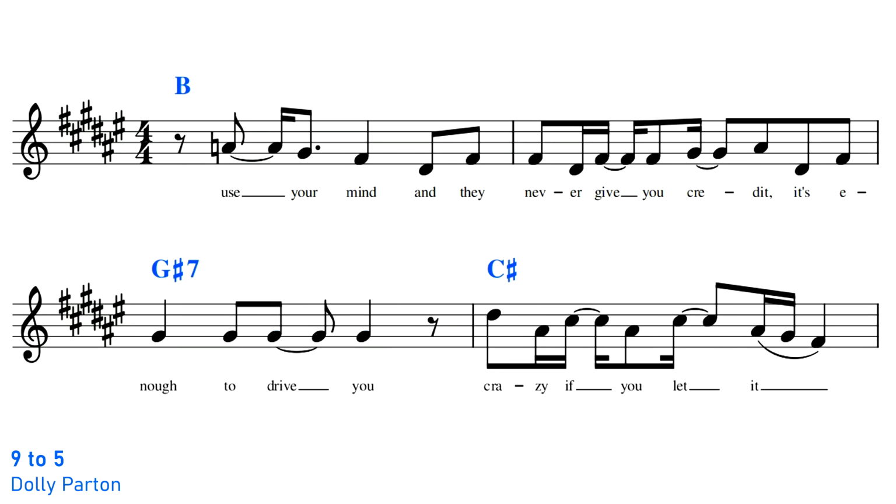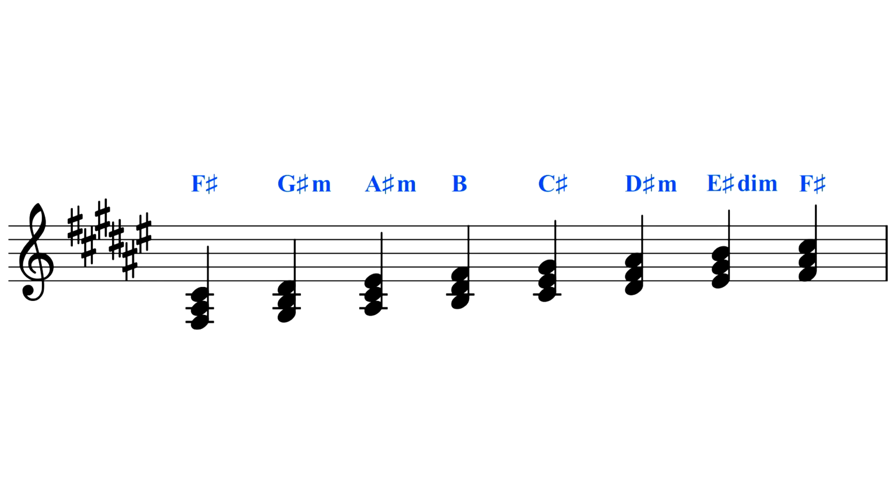We can see this secondary dominant in 9 to 5 by Dolly Parton. 9 to 5 is in the key of F sharp major, so the secondary dominant that will deliver us to the 5th chord of the key, C sharp, is the major version of the 2 chord, G sharp 7.